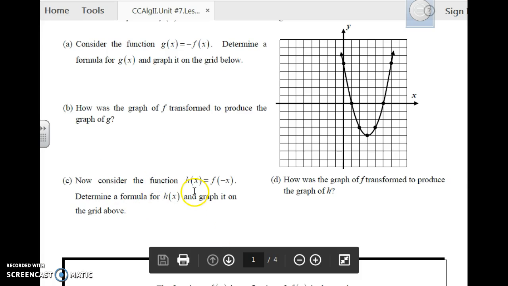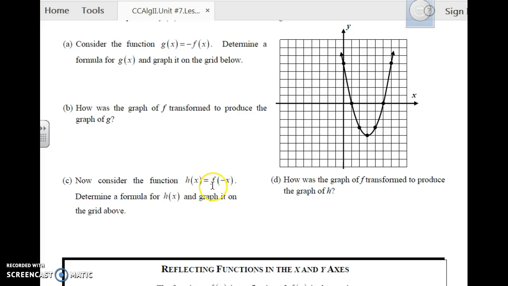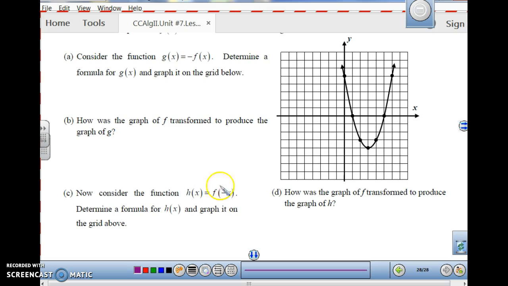Now consider the function h of x equals f of negative x. Determine a formula for h of x and graph it on the grid above. All right, now h of x, we know, is going to be f of negative x. What are we negating this time? We are negating the x. So if I take my original function and define h of x, I'm going to take my function f of x and negate all the x's. So this becomes negative x squared minus 6 times negative x plus 5.